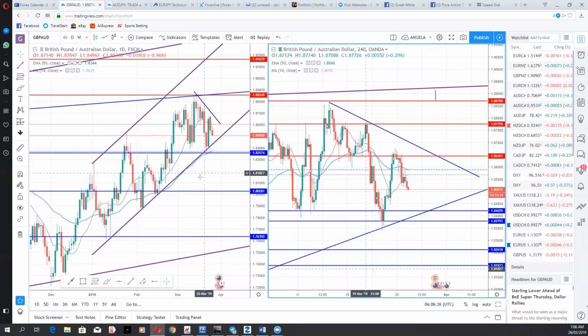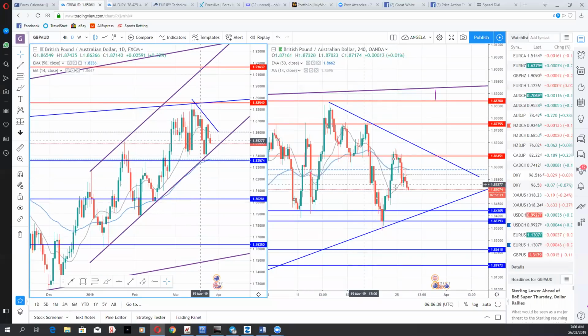So the next pair I'll be looking at is the GBPAUD. And like I said, the GBPAUD, having rejected from here, might be on its way down to 1.8420.